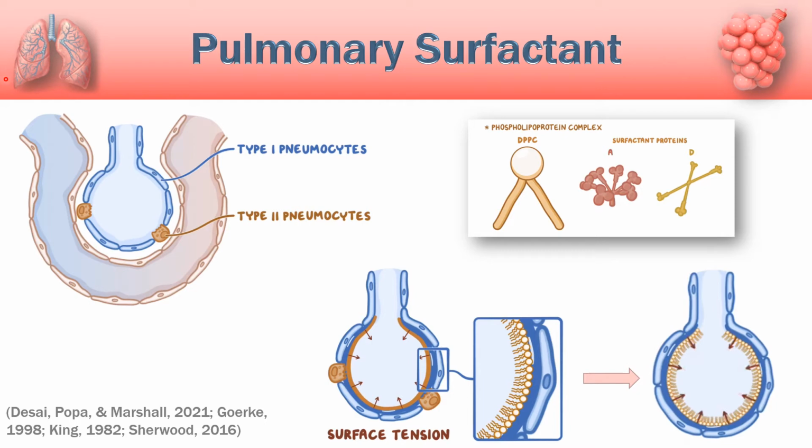Now, if we were to take a closer look at the alveoli, we can see that there's two main cells that make up its surface, type 1 pneumocytes and type 2 pneumocytes. Pneumocytes just means lung cells because pneumo just means relating to the lungs, cyte just means cell. So put it together, pneumocytes, lung cells. And as we see here, they both make up the surface of the alveoli.